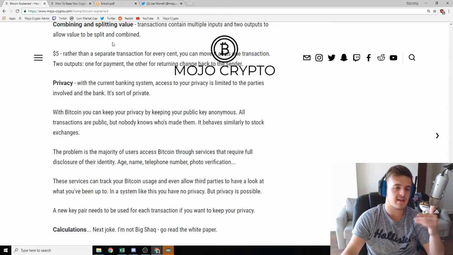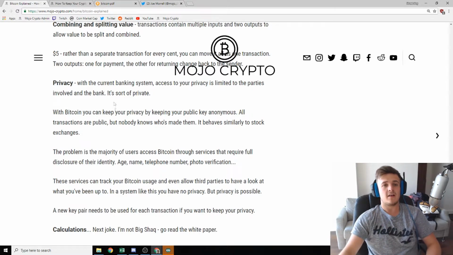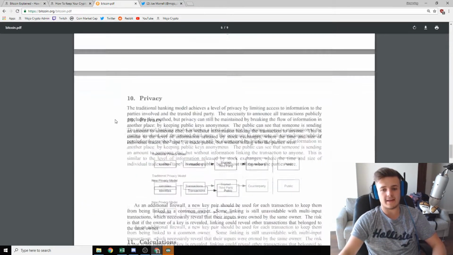So remember when we went over the key pairs, like the private key, the public key, and the addresses? You need new addresses each time. That's what that means. So last but not least, we made it.